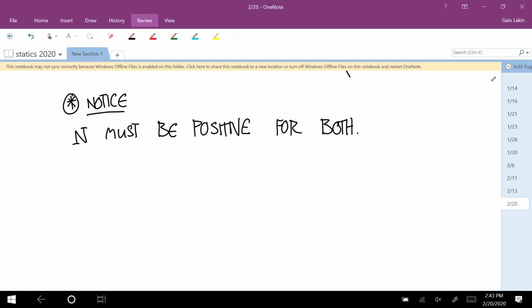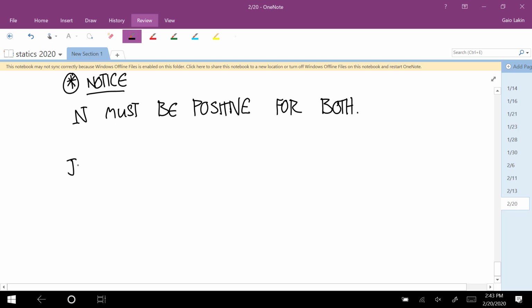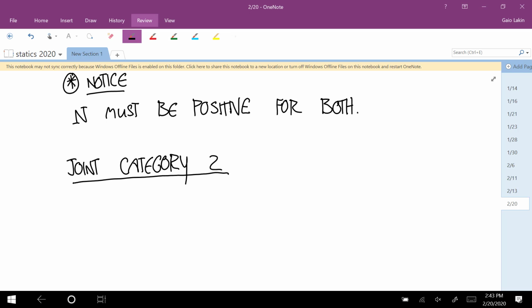Okay, so now joint category 2. So there's only one of these, and I think actually there's only going to be one of everything from now on. And we're going to go all the way through all of these different numbers of variables that are introduced. What's the most number of variables that we're going to see? 6, exactly. 1 for each degree of freedom. So we're going to have a type for 2, 3, 4, 5, 6.